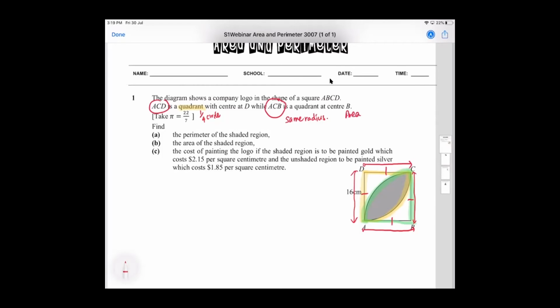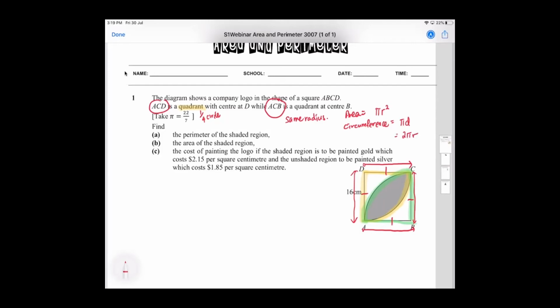What is the area of a circle? What's the formula? Anybody? What's the formula for area of a circle? Benjamin says pi r squared. Very good. How about circumference? Gary Lam? Pi d. Very good. Pi d or 2 pi r, where d means diameter.